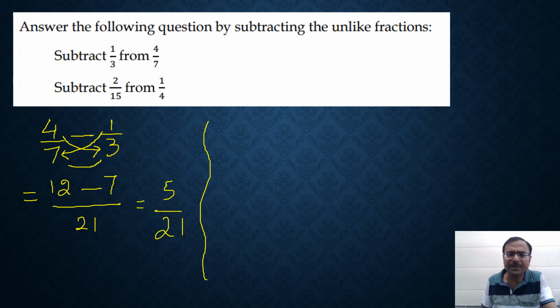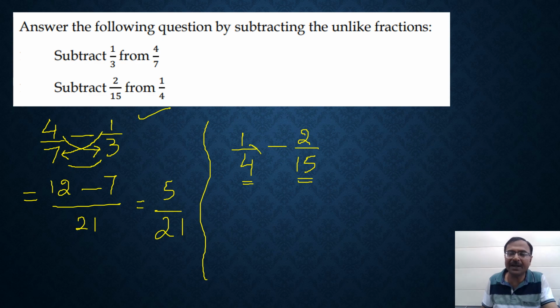Likewise, one more example. If you have to subtract 2 by 15 from 1/4, so 1/4 has to be written first, followed by 2 upon 15. Let's see, 4 and 15, are they co-prime? Yes, they are co-prime. Why? Because 4 has factors 2 into 2 and 15 has factors 3 into 5, and there's no common factor.